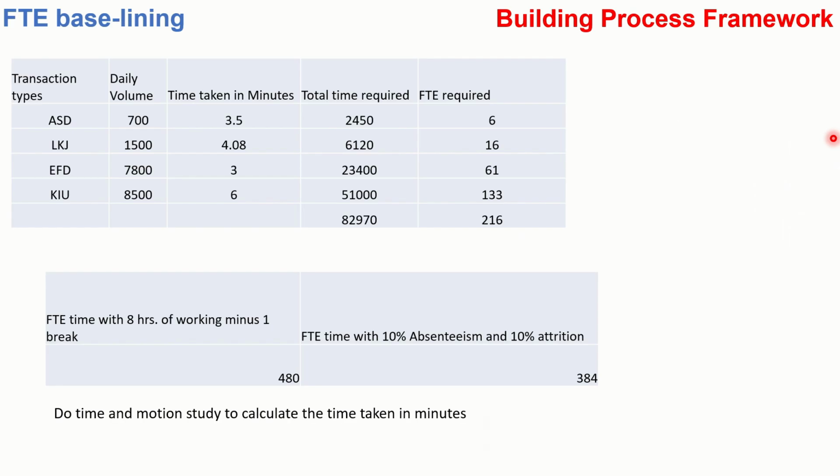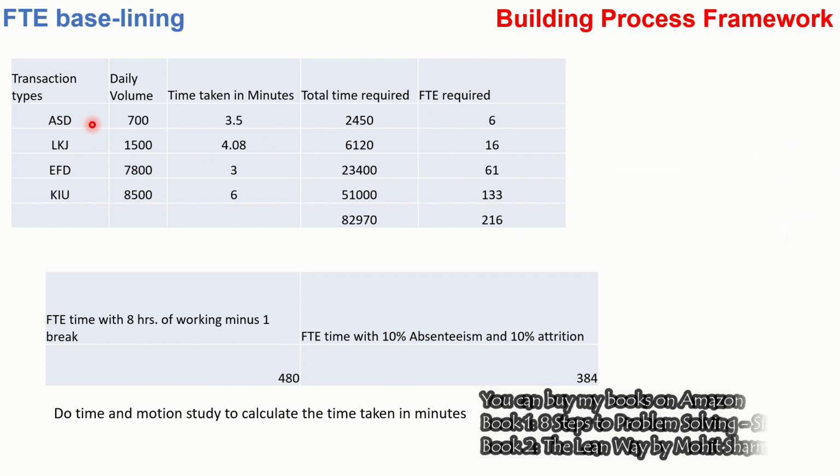The next step is to do the FTE baselining. I'll give you a small example. The type of transaction. There are some transactions which take lesser time, some transactions which take more time. So you have to define the type of transaction, their daily volume, how much time it takes to process one transaction. This is actually time and motion study which was done on the floor with the FTs working.